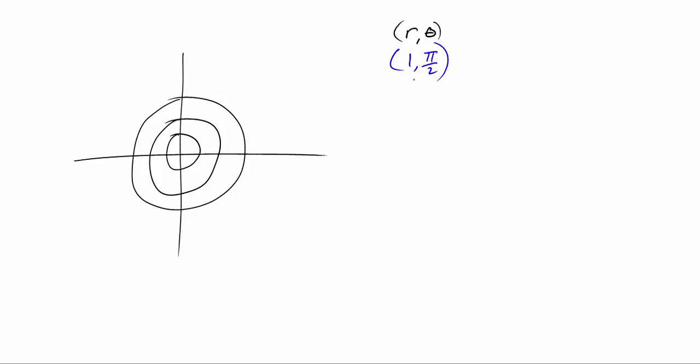So first of all, again, I'm going to start with the angle, theta, pi over 2. So hopefully we realize that pi over 2 is going to be here at the top. We're going to rotate this way pi over 2. And now we have r value is 1. So if we're facing up here in the direction of pi over 2, that means we want to take 1 step forward. So we're going to go out 1 unit to this point here.